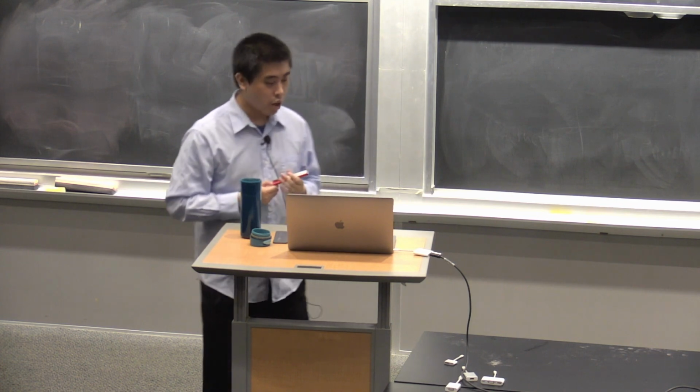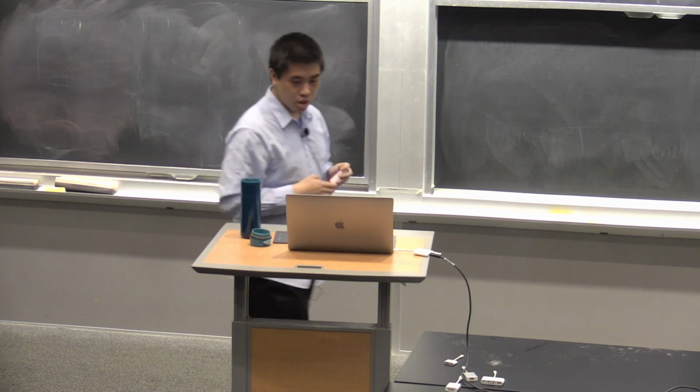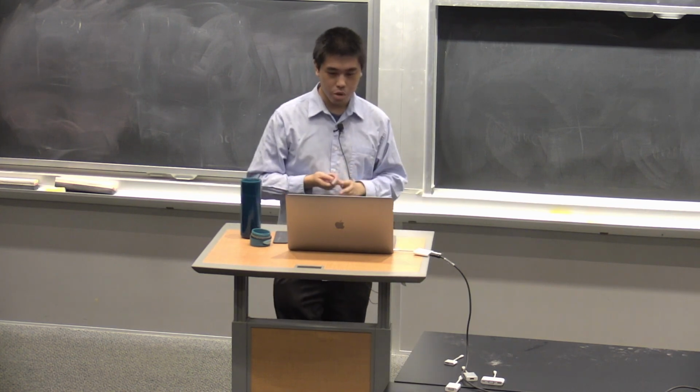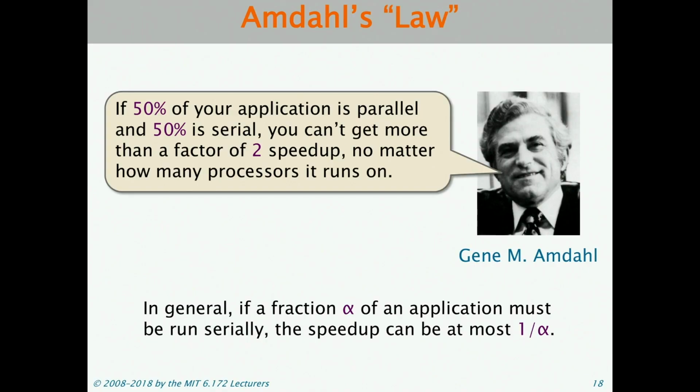So we're actually going to analyze how much parallelism is in this computation. I'm not going to tell you the answer now, but I'll tell you in a couple slides. First, we need to go over some terminology. Whenever you start talking about parallelism, somebody's almost always going to bring up Amdahl's law. Amdahl's law says that if 50% of your application is parallel and the other 50% is serial, then you can't get more than a factor of 2 speedup, no matter how many processors you run the computation on.